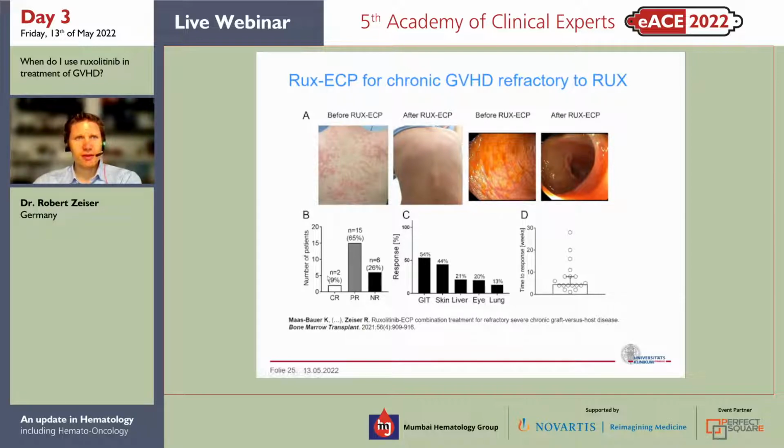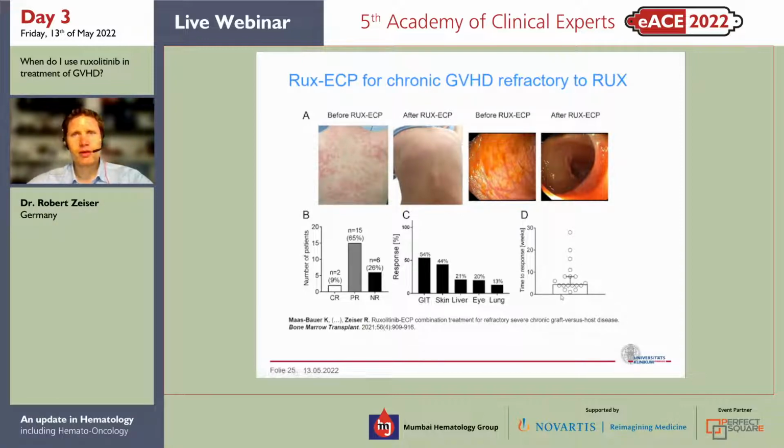And here you can see the number of patients achieving different responses. So partial response and a complete response are over 70%. There's also a fraction of patients that never responded to this combination. And here you see the organ response rates. You can see that GI tract, skin, and also liver are responding, particularly good the GI tract and liver and skin, sorry.